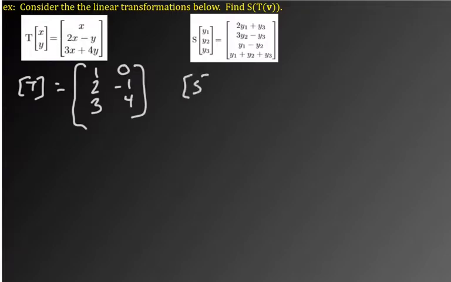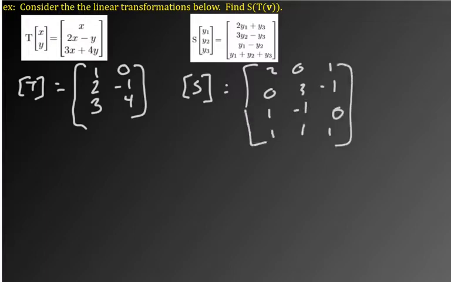And then likewise, the standard matrix for S. Here you can see we're going to need 3 columns, a Y1, a Y2, and a Y3. And we would get 2, 0, 1, 0, 3, -1. I don't think I have enough room. And then 1, -1, 0, and then 1, 1, 1. And again, same way: Y1 is 2, there's no Y1 here, Y1 is 1, and Y1 is 1, which is how I got that.